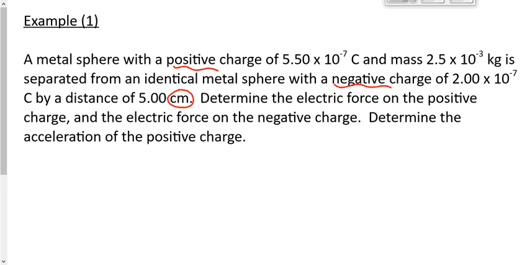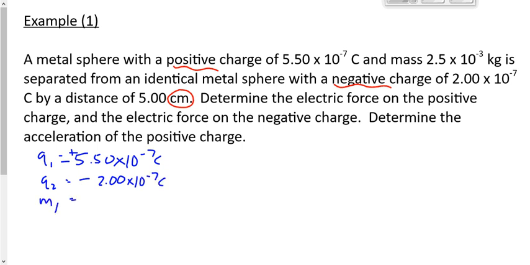Let's write down some givens here. We've got Q1. We're going to make it positive 5.50 times 10 to the negative 7 coulombs. Q2, we're going to make negative 2.00 times 10 to the negative 7 coulombs. And we're going to make mass 1 2.50 times 10 to the negative 3 kilograms. The distance that separates these two charges, 5 centimeters, 0.050 meters. And we're going to find the electric force on the positive and on the negative. How do I find two different forces with this equation?